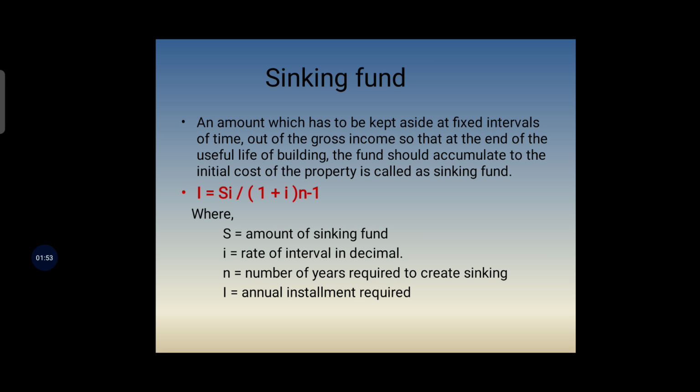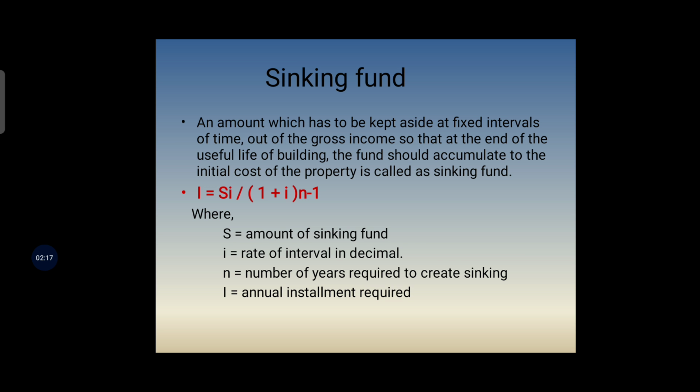The formula is I equals S i upon (1 plus i) whole raised to n minus 1. Here S is the amount of sinking fund, i is the rate of interest in decimal, n is the number of years required to create the sinking fund, and I is the annual installment required.